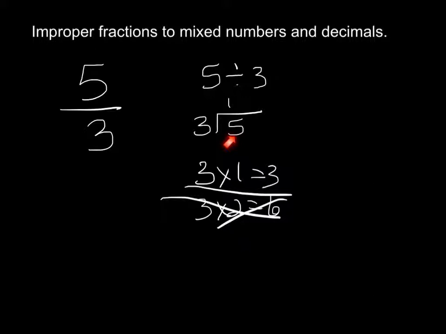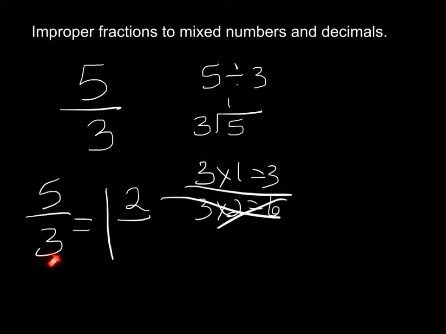So to take all of this, 5 thirds, my big number is going to be the 1. That's how many times 3 will go into 5 without going over. And whatever I have left, in this case 2, becomes my numerator, and I simply drag my denominator over here and keep my denominator. Now, our answer from improper fractions to mixed numbers is 1 2/3.